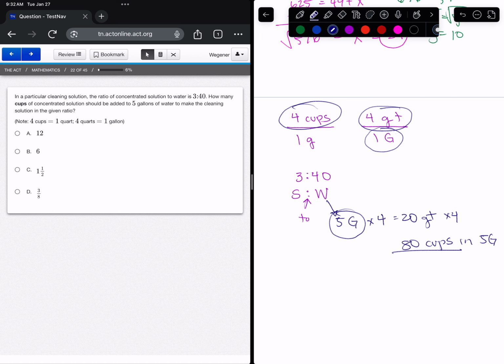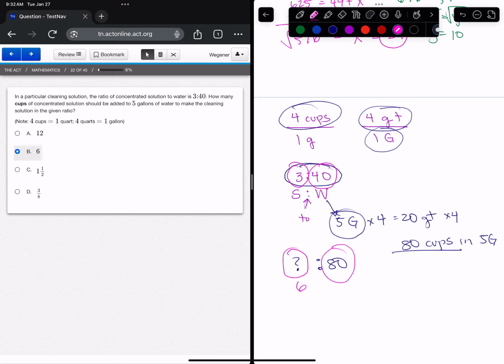Okay, now how much of the solution do I need? Well, it's 3 to 40. Okay, so if I have 80, what am I missing here? Well, it just looks like to get from 40 to 80, I double. So to get from 3 to this, I just double that. So the answer is B.